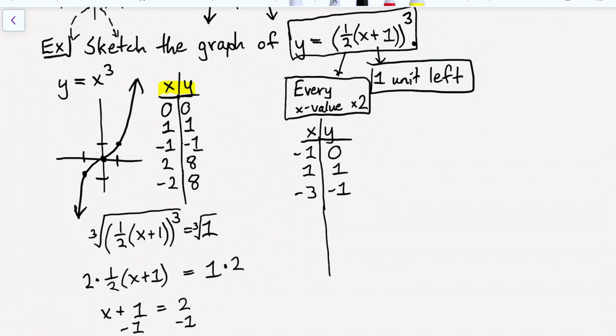So 2 multiplied by 2 is 4. Subtract 1, we get (3, 8). Negative 2 multiplied by 2 is negative 4. Subtract 1, we get (negative 5, negative 8).